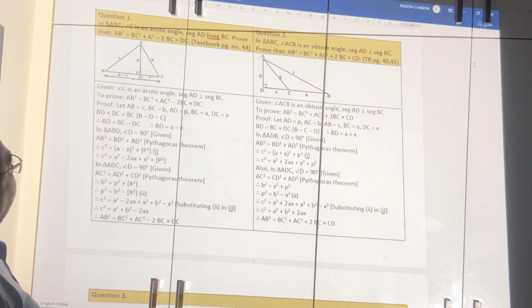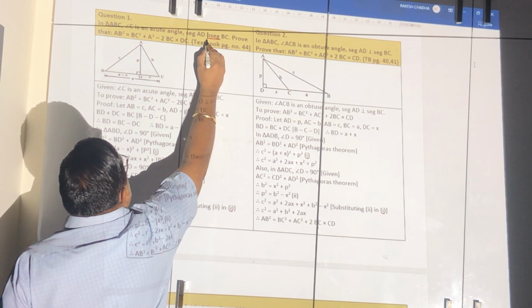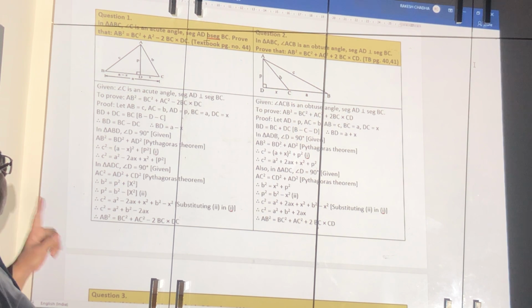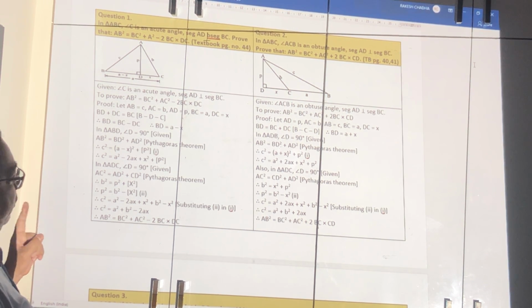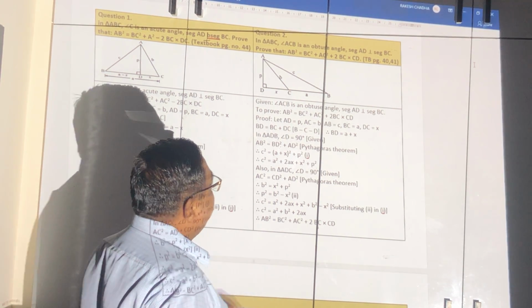Okay, let's see. C is acute-angle, of course we can see that. And segment AB is perpendicular to BC. So this is perpendicular, my friend, sorry. Perpendicular. Textbook, page number 44. Solve the sum. Please have a look. Solve the sum of the textbook. Okay. Here also, solve the sum of the textbook.